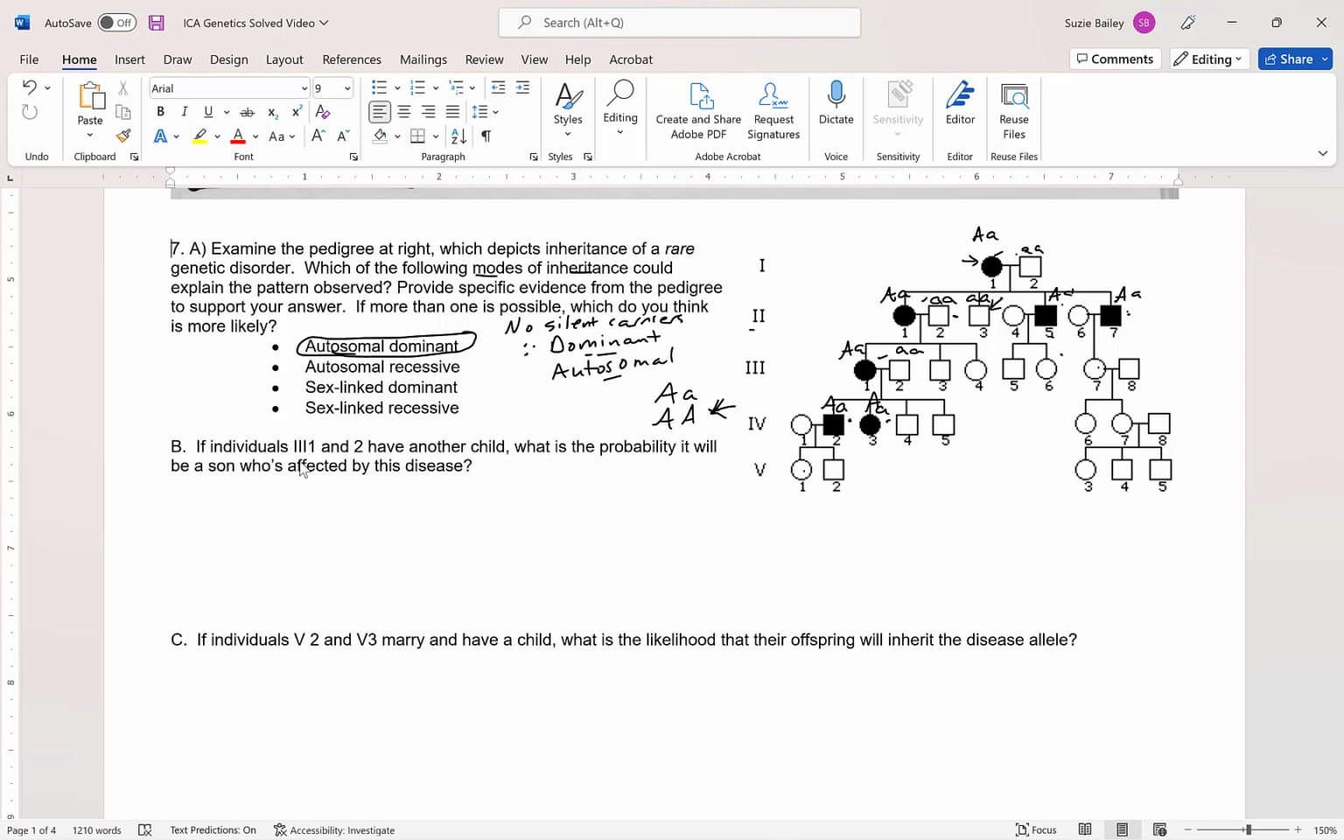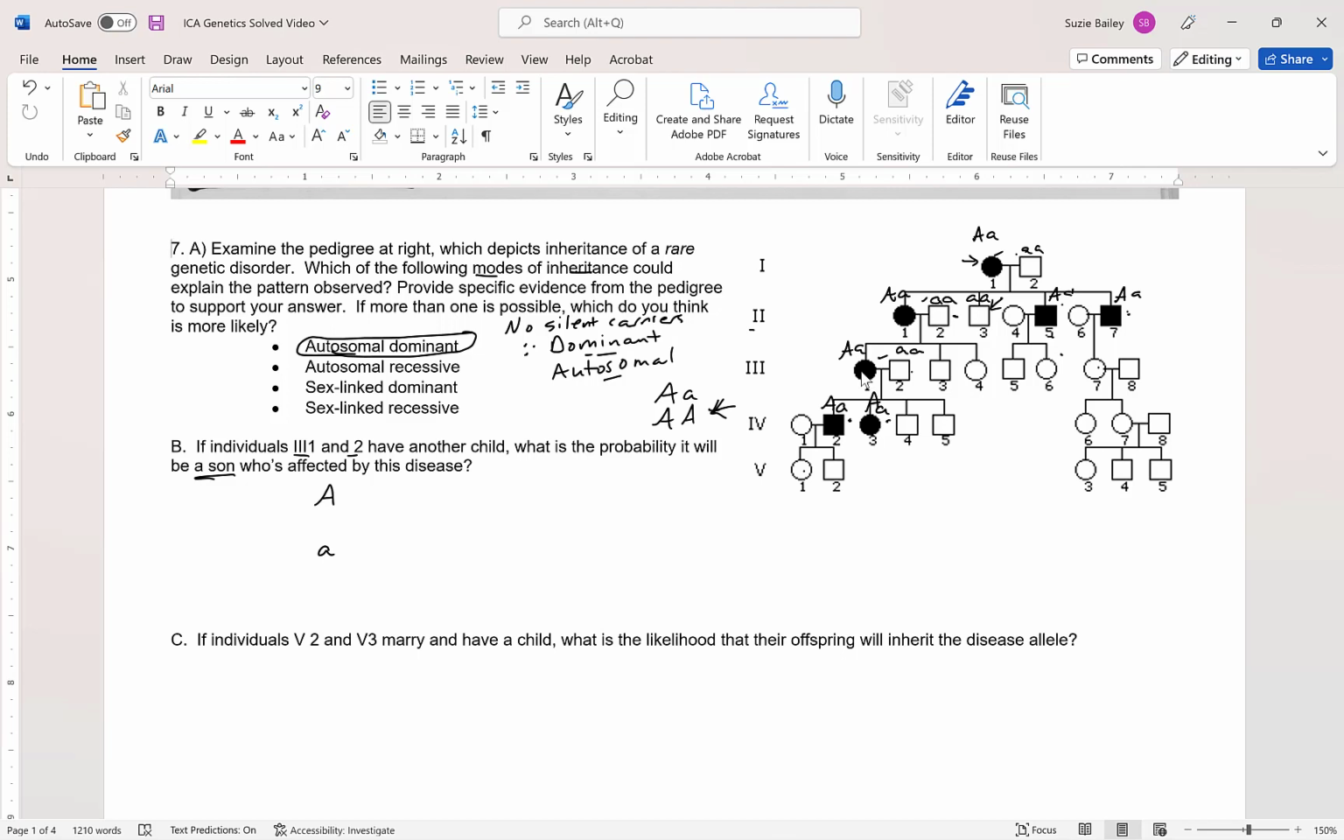So question B asks, if individuals 3-1 and 3-2 have another child, what is the probability it will be a son who's affected by this disease? And so individuals 3-1 and 3-2, we've already assigned genotypes for. And so we can do a quick little Punnett square here.